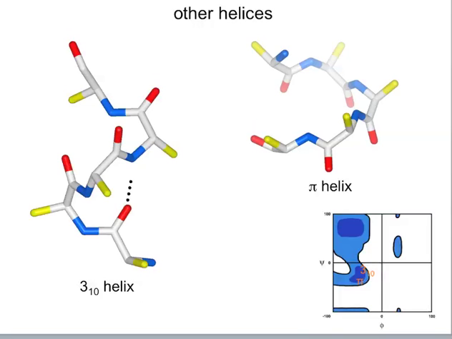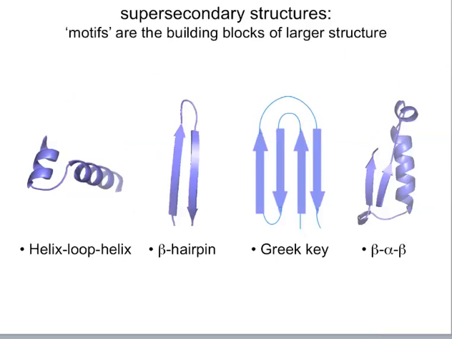Both of these would be considered to be unstable, except under special circumstances. So in the case where you'd see a pi or a 3-10 helix, you would see them only in short segments, and then you'd probably see them stabilized by other interactions. So finally, we build these structural units up into something I'll call supersecondary structures, or motifs, that are themselves the building blocks of larger protein structures that we'll see in the next set of slides.